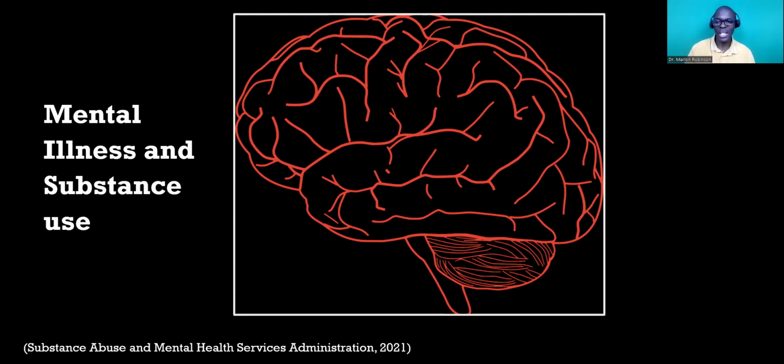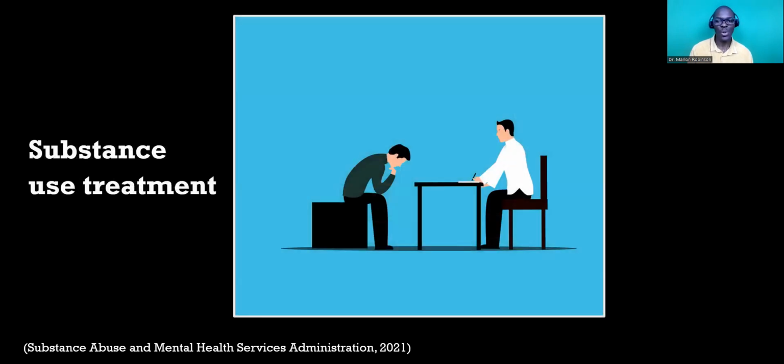So let me reiterate that again. 17 million people had a co-occurring any mental illness and a substance use disorder. So they had both illnesses at the same time. And also we have 5.7 million who had a co-occurring serious mental illness and a substance use disorder at the same time. So let's talk about substance use treatment.